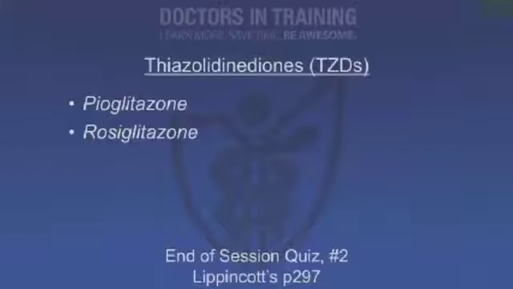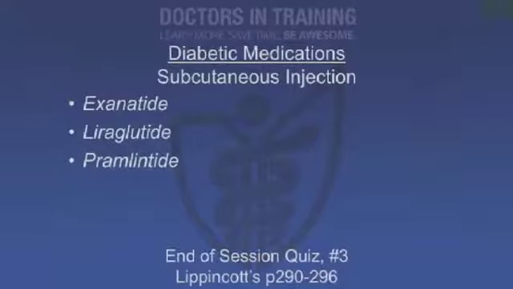Next, which of the above medications are classified as TZDs? That's our pioglitazone and rosiglitazone. Which of the following drugs above are given via subcutaneous injection? That's exenatide, liraglutide, and pramlintide. What are the most important adverse effects of the following medications?